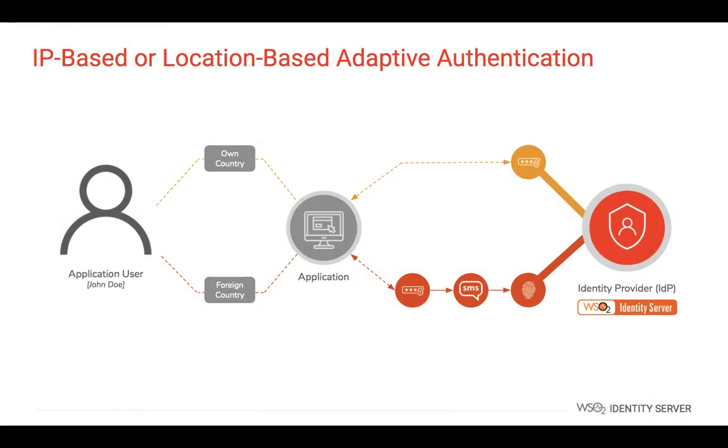In this scenario, the number of authentication steps the user has to experience is determined by either IP address or the geographical location of the user. For example, if a user suddenly accesses the application from an IP address that relates to a country that the user usually doesn't access from, the authentication can include additional authentication steps to verify the authenticity of the user.